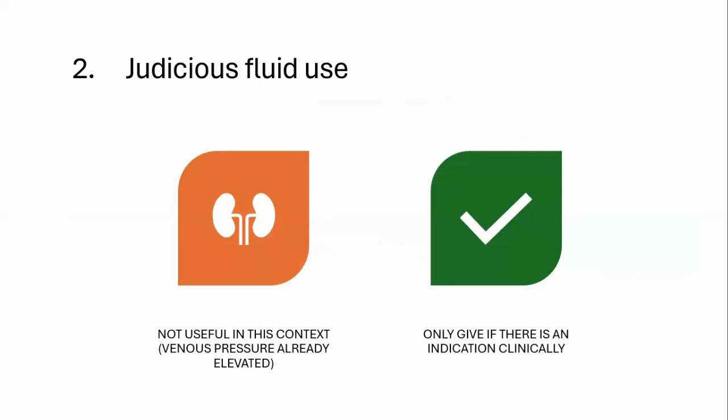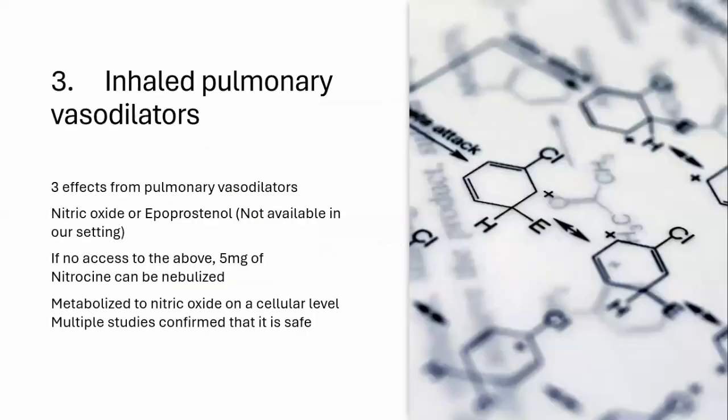In terms of what you can do for your pulmonary vascular resistance, you can do nitric oxide or epoprostenol, which is unfortunately not available in our setting. If you don't have access to either of these things, you can actually nebulize nitroglycerin, so 5 milligrams. On a molecular level, the nitroglycerin is metabolized to nitric oxide, and we know nitric oxide is a vasodilator, and there's multiple studies that confirm that it's safe to do so. So something to really keep in your back pocket.